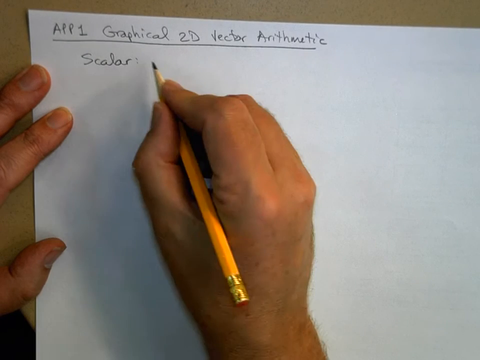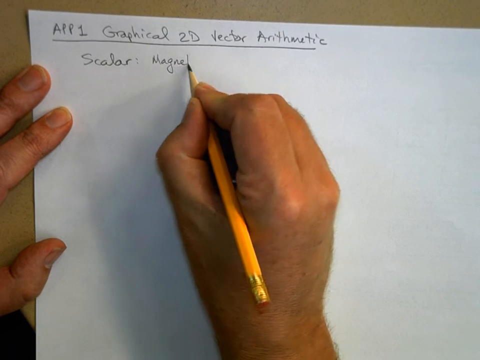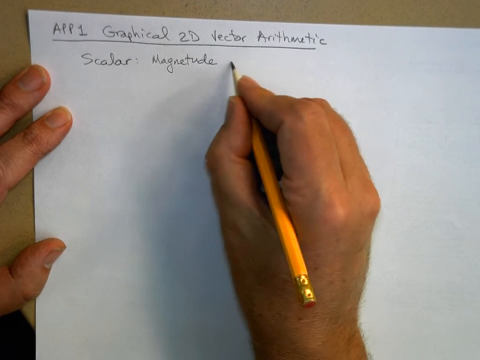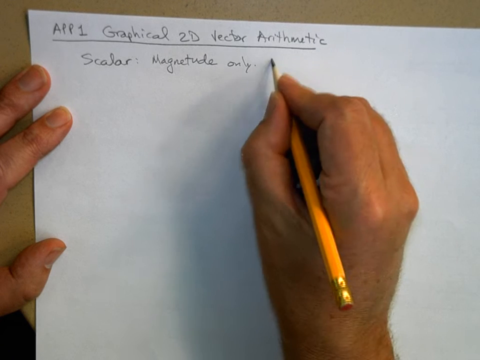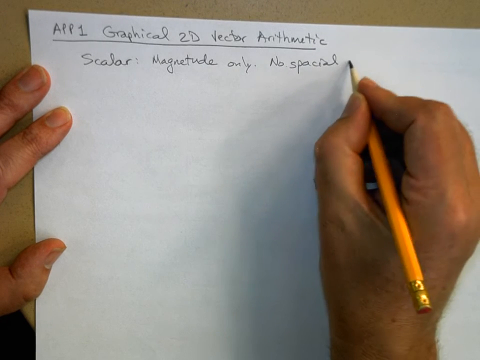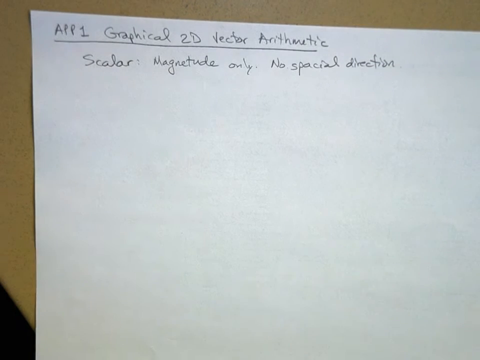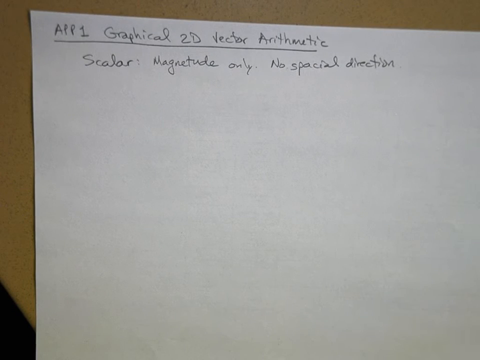A scalar is a measurement that has magnitude only. No spatial direction. An example of that is time. Like we have 20 minutes left in class. You would never say we have 20 minutes to the north in class. It doesn't make sense to give it a spatial direction.